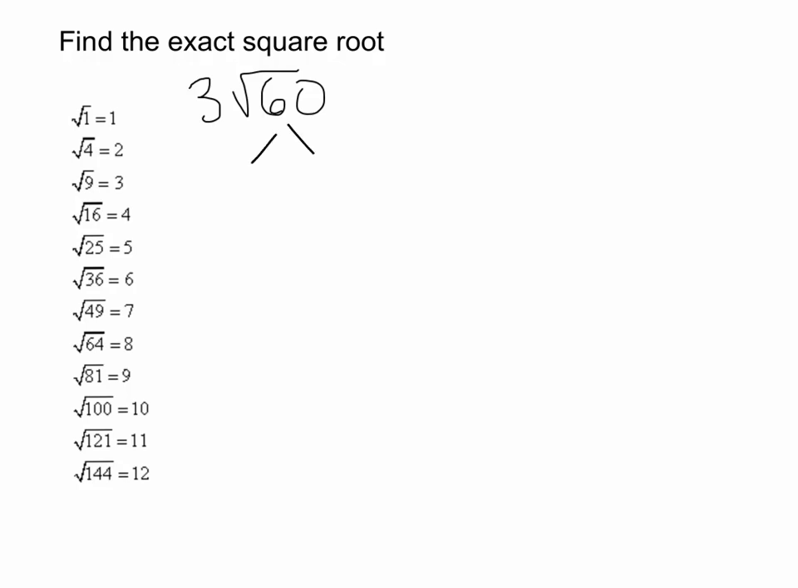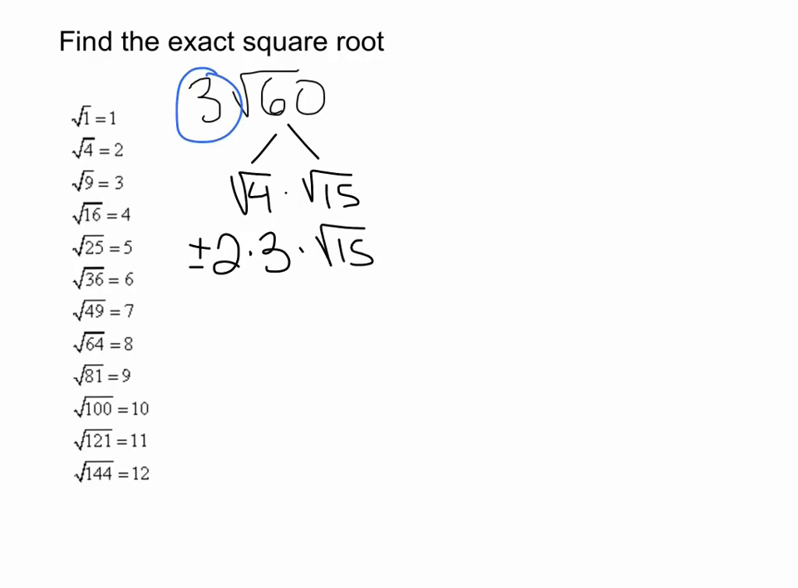So our first step, I'm going to factor the square root of 60 into the square root of 4 times the square root of 15. Square root of 4 gives me positive and negative 2. Outside of my radical, I have that 3. So I'm going to multiply positive and negative 2 times 3 times the square root of 15. And I'll get positive and negative 6 times the square root of 15.